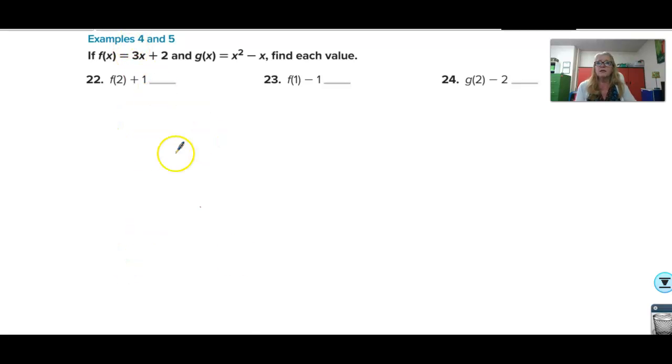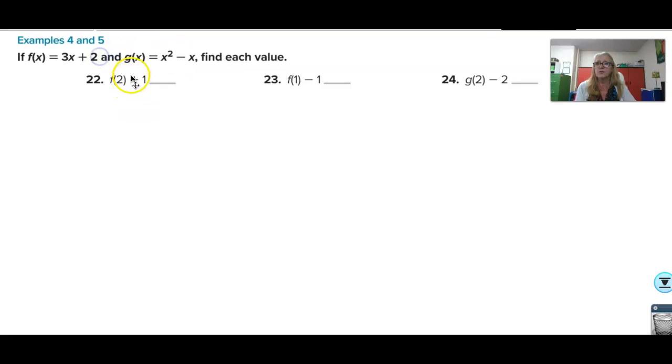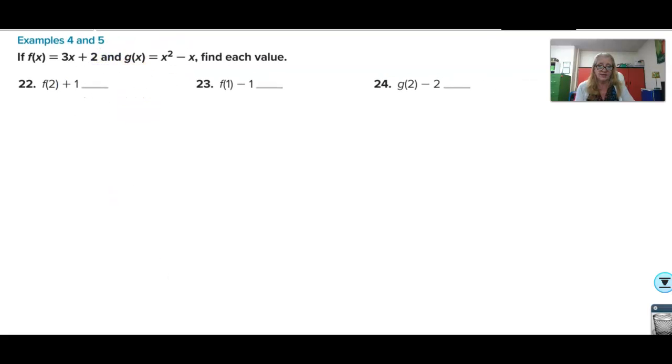All right, now they're getting a little more in depth here. They're going to have you do additional things in addition to substituting. See here, this first one, they want you to substitute 2 for x, and then they want you to add 1 to the equation. So if we substitute the 2 plus 2, then we have to also remember to add on an extra 1. Okay? 3 times 2 is 6, plus 2 plus 1 is 9.